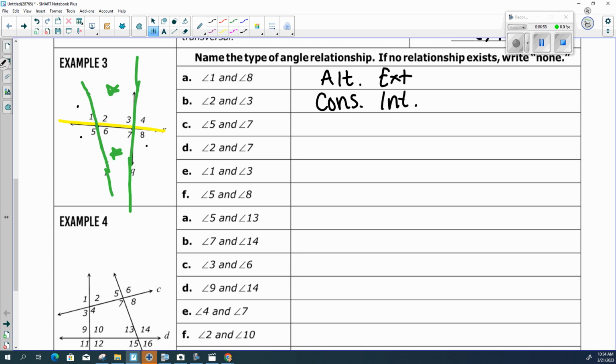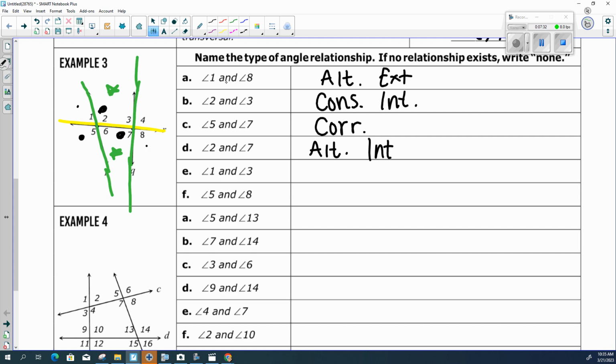Angle 5 and angle 7. Are they on the same side of the transversal? Yes. Are they interior or exterior? One of each. Then it's probably corresponding. Wow, I did not spell that right. Okay, angle 2 and angle 7. Are they on the same side of the transversal? No, they're on the alternate sides. Are they interior or exterior?